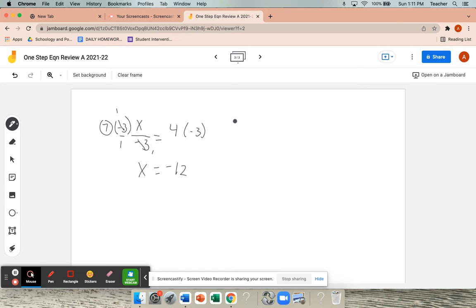Plug it into the original equation. We will get -12 divided by -3. Does that equal 4? 12 divided by 3 is 4. A negative divided by a negative is a positive. So yes, it checks.